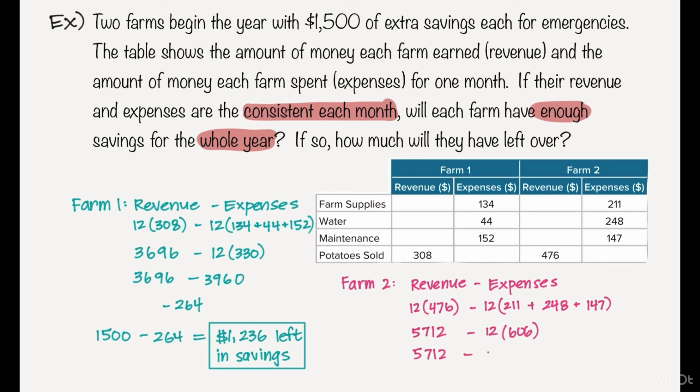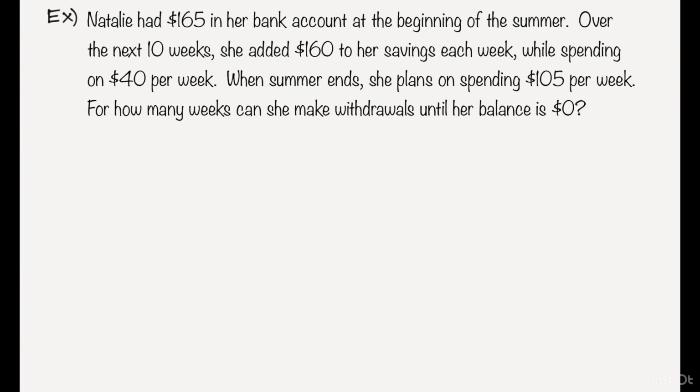And when I multiply that by 12, I get 7,272. When I subtract those values, I get negative 1,560, which means that I do not have enough money in my savings account. I only have $1,500. So farm number 2 did not have enough money, even with their savings, to continue their farm. All right, let's move on now to our final example.